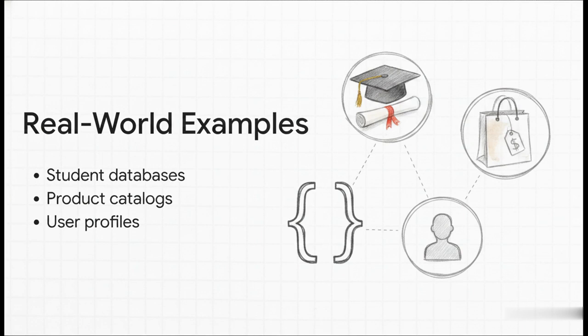Or think about the product catalogs on your favorite e-commerce sites. Each product ID is a key, and the value is a nested dictionary holding the price, the description, the stock count, image links, everything. Or even consider complex user profiles on social media platforms, where your unique username maps to a dictionary of your bio, your followers, and your custom settings. All of these built on the exact same key-value principles we're discussing right now.